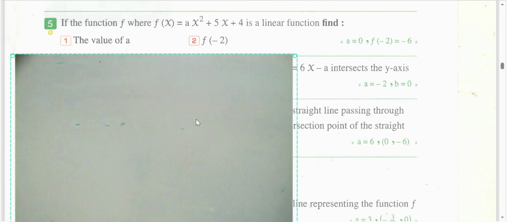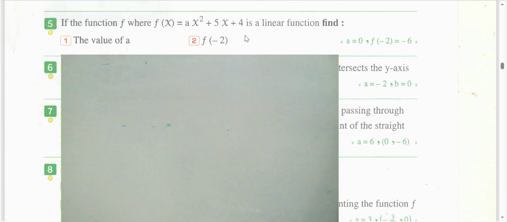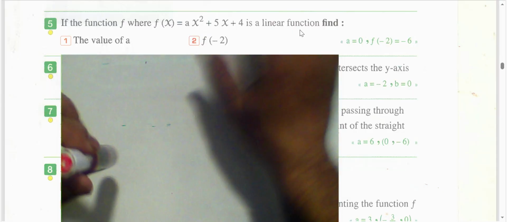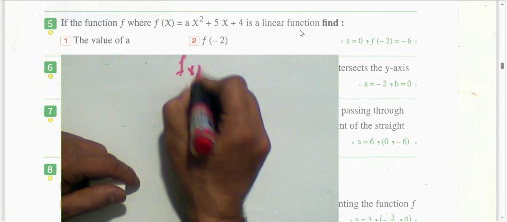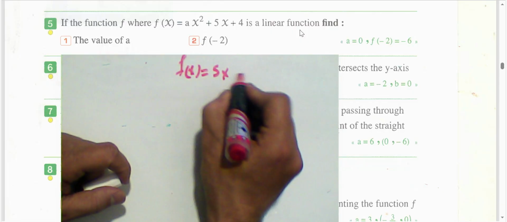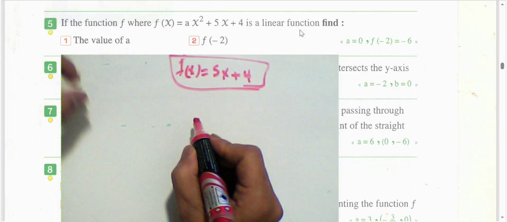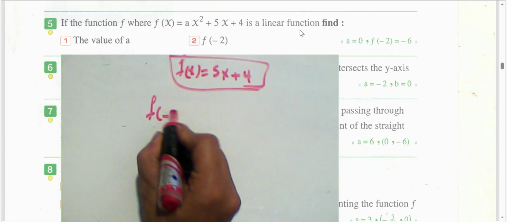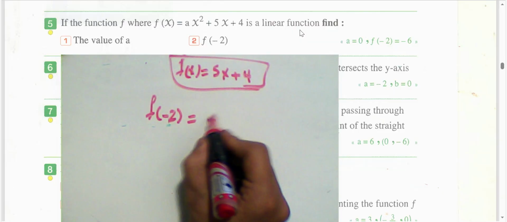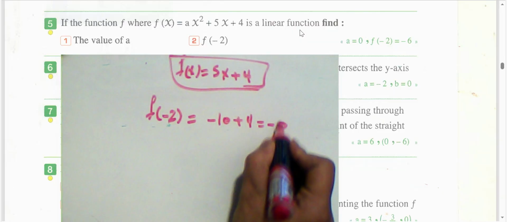The function f of x equal a x power 2 plus 5x plus 4. Another function. Find the value of a. Okay, we can find the value of a where he give me linear function, which is the first degree. Then a here will be equal 0, because this function is a linear function, meaning the first degree. Okay, the function will be equal 5x plus 4. Then f of negative 2. Negative 2 times 5, it will be negative 10. Negative 10 plus 4, it will be negative 6.